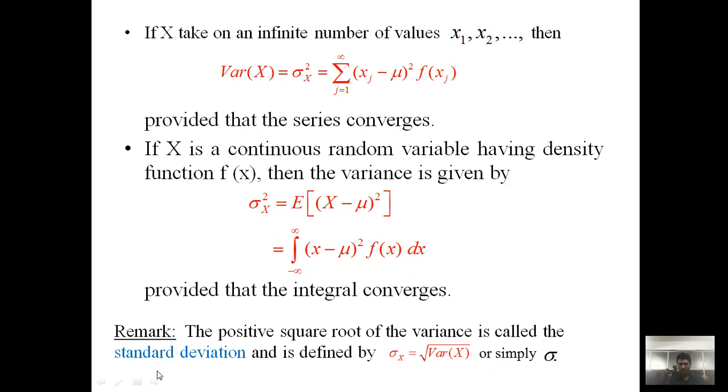Now, what is standard deviation? Just see the remarks. The variance is always positive. When we consider the positive square root of variance, it is known as the standard deviation. Standard deviation is represented as sigma x, because we take a square root, so the square is cancelled out. It is the square root of variance of x; simply, leaving off the suffix, sigma. So standard deviation is just the positive square root of variance.